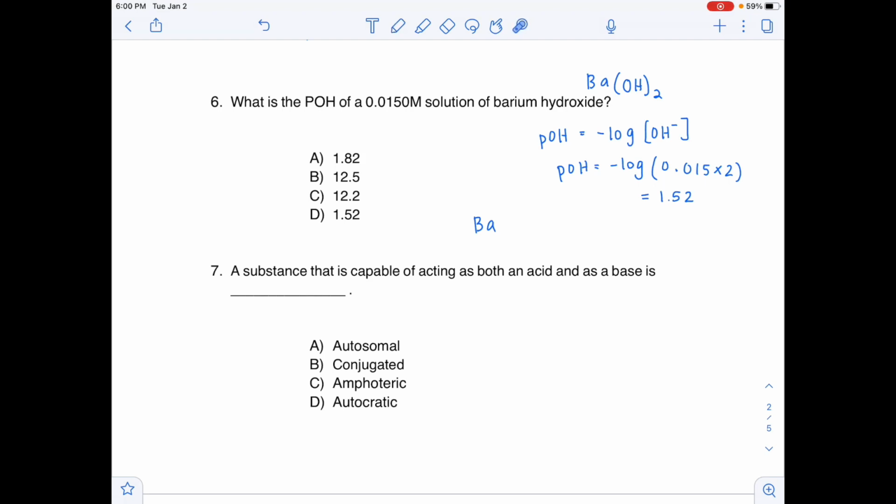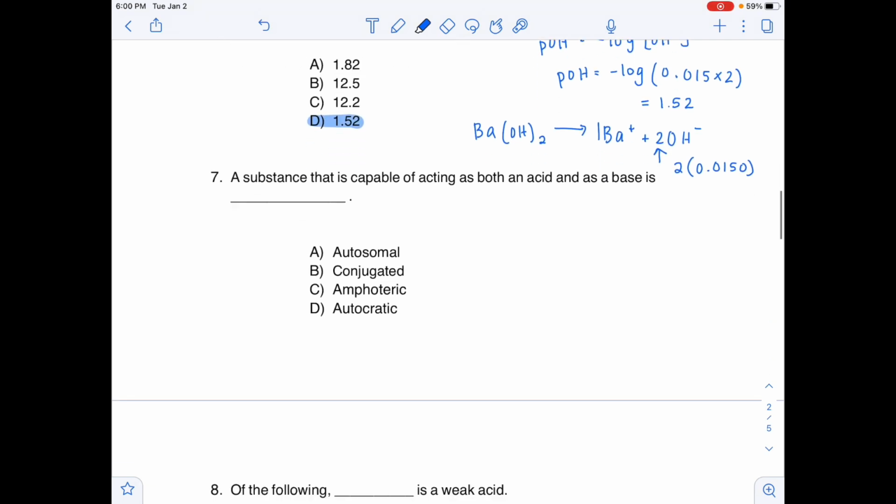and the whole reaction, just so you can see where this 2 comes in, is Ba(OH)2 goes to 1 Ba plus 2 OH minus. And so we see that there's a 2 there. So it's going to be 2 times 0.0150. And that's where the 2 comes in from. So our correct answer is going to be D.